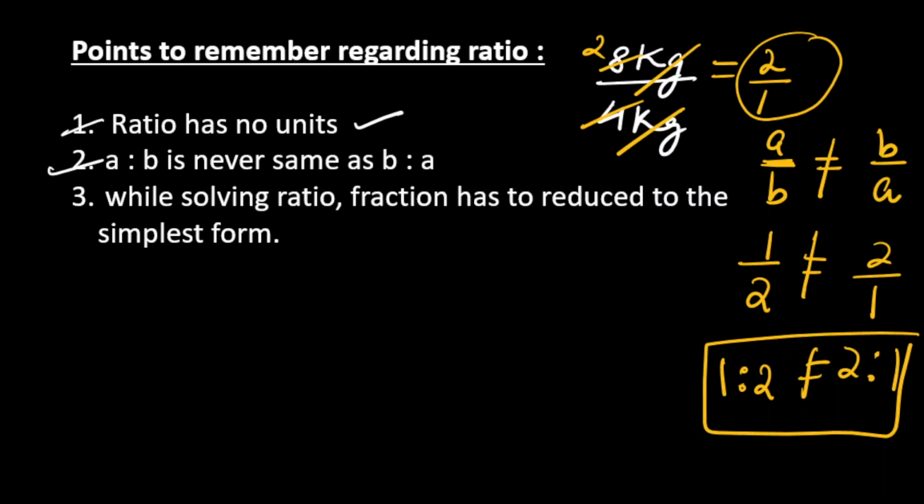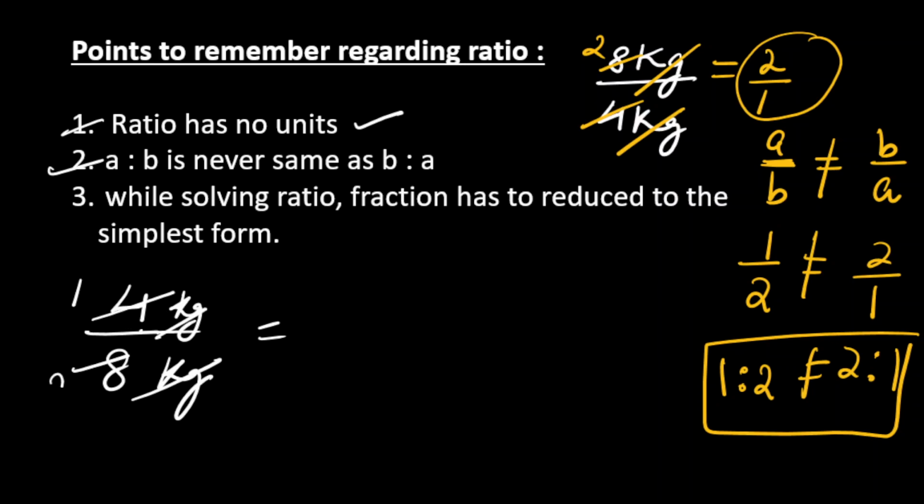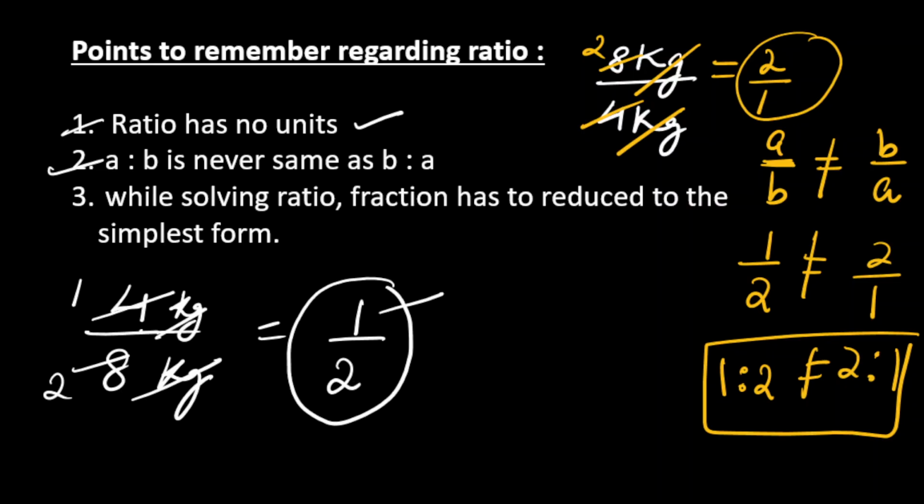So what does it mean? Ratio means comparing two quantities of the same units. So this is a ratio because I have written two numbers in the form of a fraction, but I have to cancel this fraction to the point where further cancellation is not possible. So I cancelled it and I got the answer as 1 by 2. This is known as the simplest form, and at this point no further cancellation is possible.